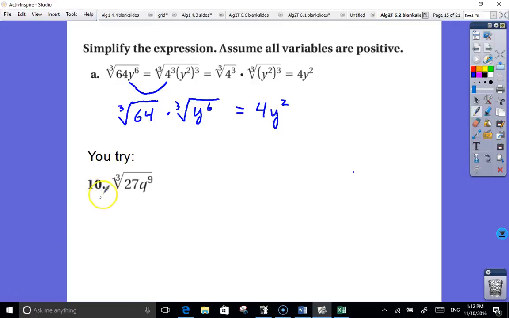So go ahead and try the number 10. This you try right there.